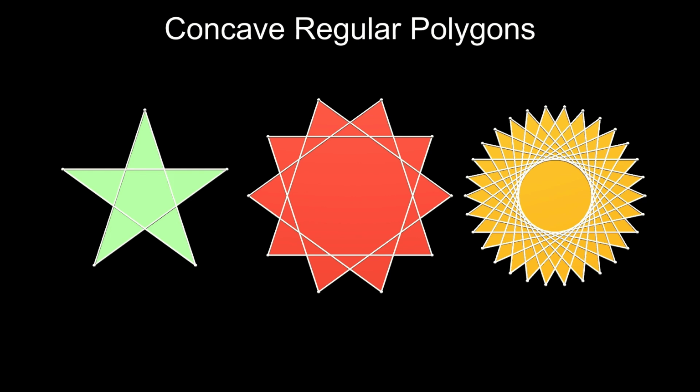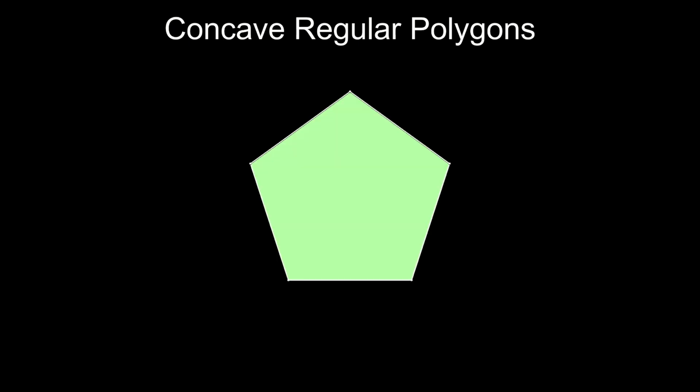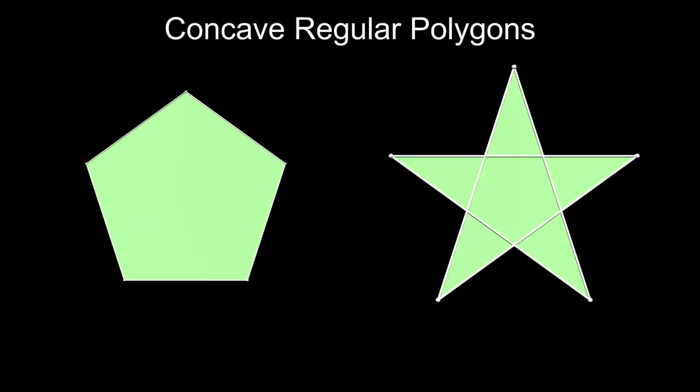If someone asked you to draw a regular pentagon, you'd probably come up with this shape. But this is also a valid regular pentagon. This is called a pentagram. It has equal side lengths and equal vertex angles, so it's regular.